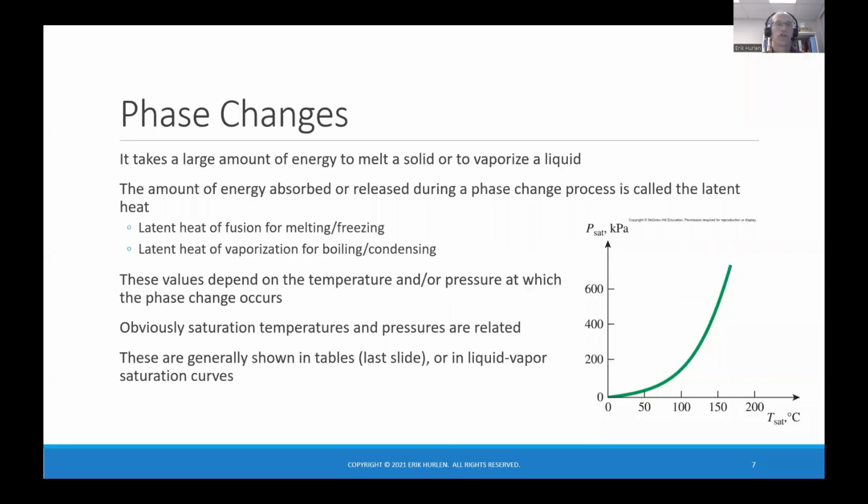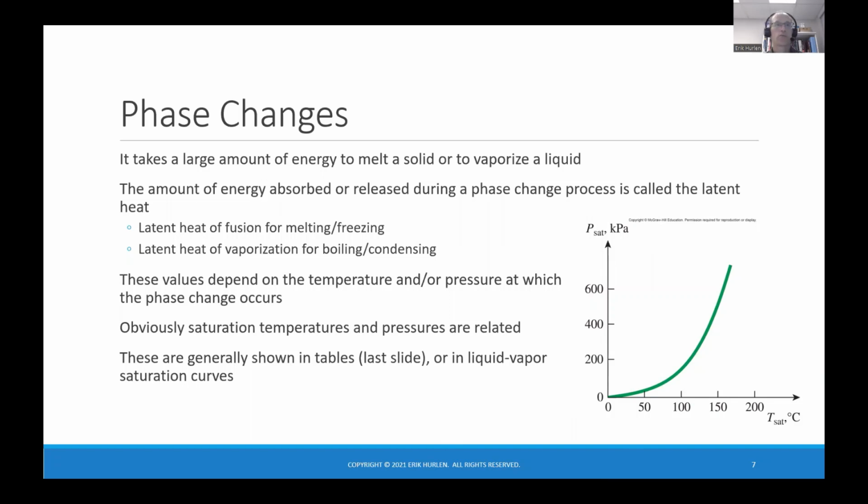In addition to the saturation tables, there are also liquid vapor saturation curves, such as the one shown down here. These relate the saturation temperature and pressure for any substance. These are basically just the numbers in the previous table plotted in a 2-dimensional graph.